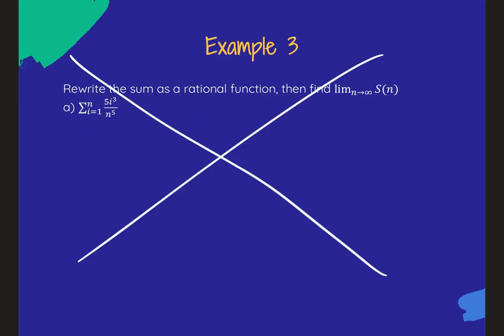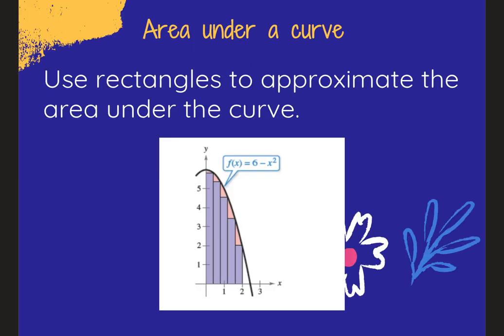All right, example 3 says rewrite the sum as a rational function and then find the limit as it approaches. Actually, we're totally skipping this one. Yep. All right, area of the curve.